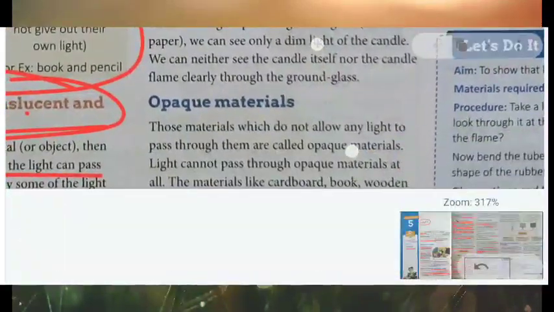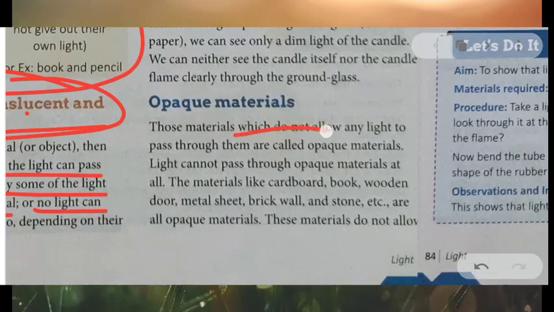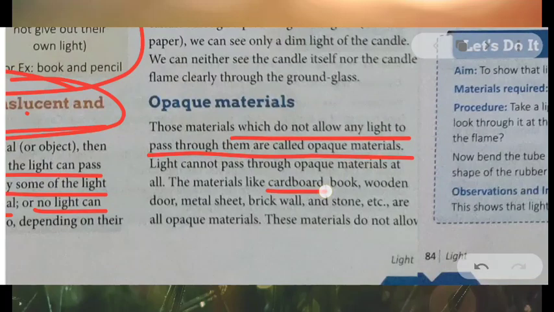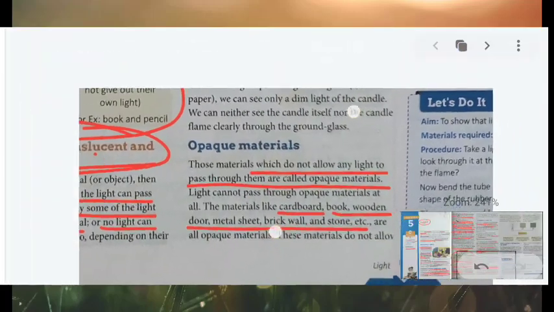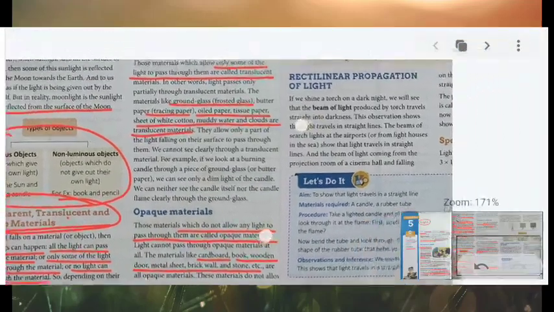Now next we will see opaque material. Those material which do not allow light rays to pass through them are called opaque material. So many examples you can see as opaque material, like cardboard, book, wooden door, metal sheet, brick wall and stone. These are opaque material. Even we ourselves are also opaque material, because we are not allowing light rays to pass through us. That's why these are the three types of material which depend upon the three properties.